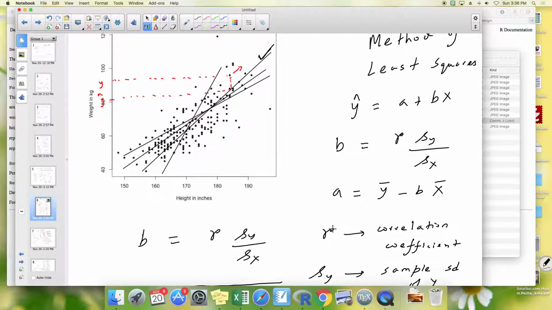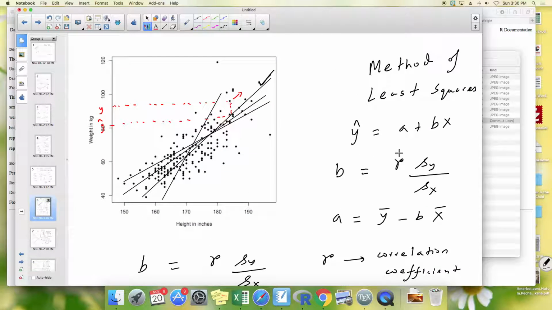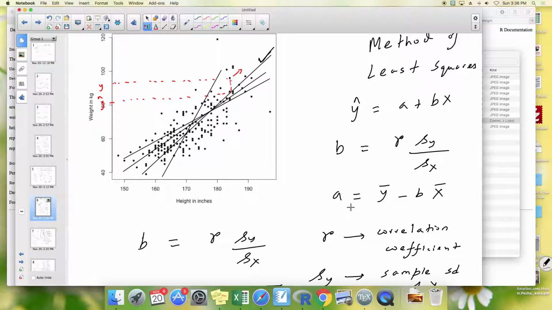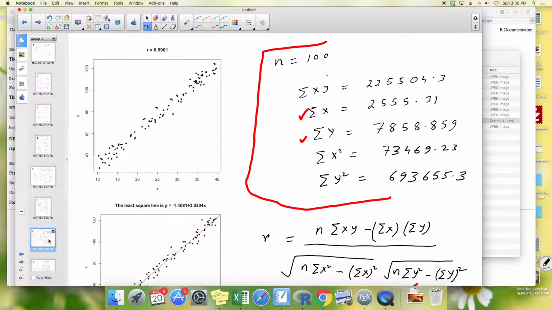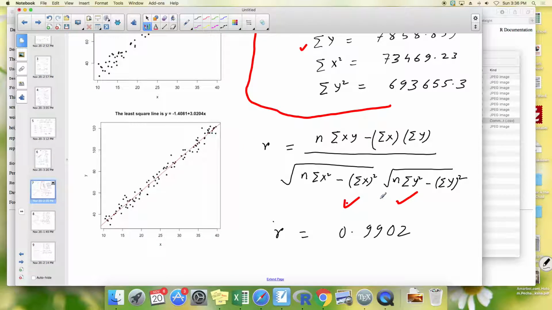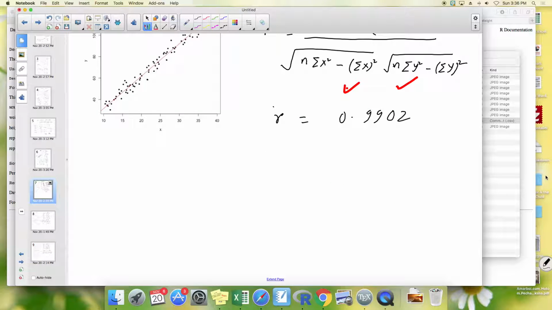And that's it. Basically, you first find b equals r times sy by sx. Once you find b, you find a as y bar minus b times x bar. And that's it. Your method of least squares is done. For example, let's take a look at this first example. So let me find sx and sy.